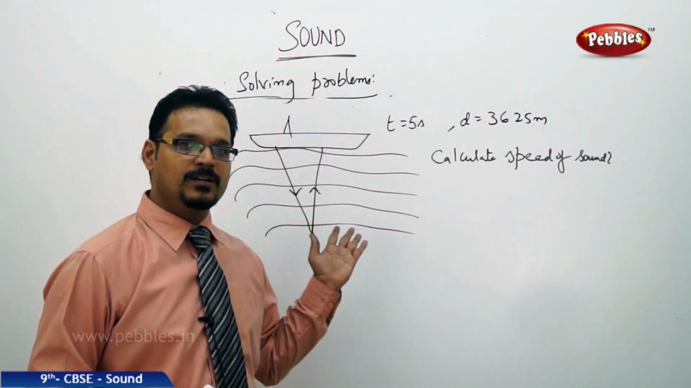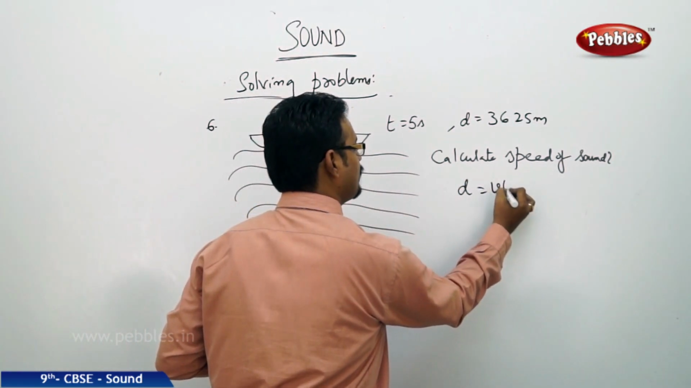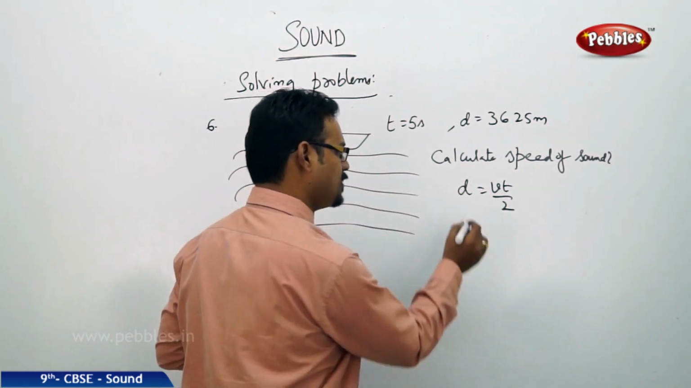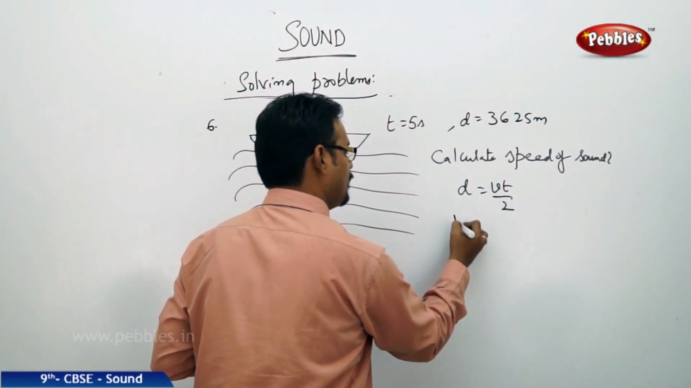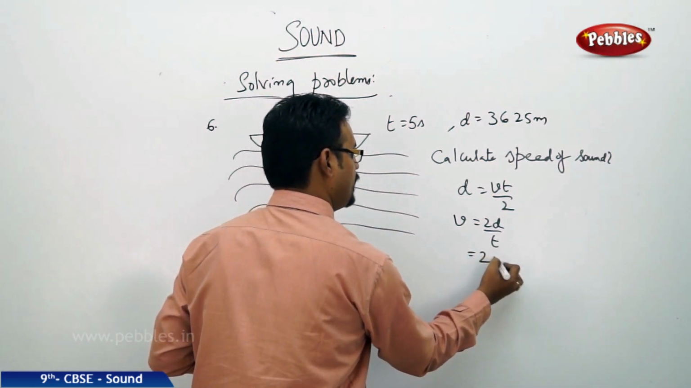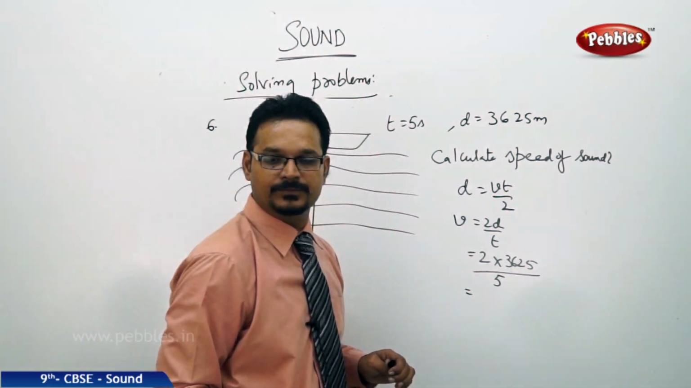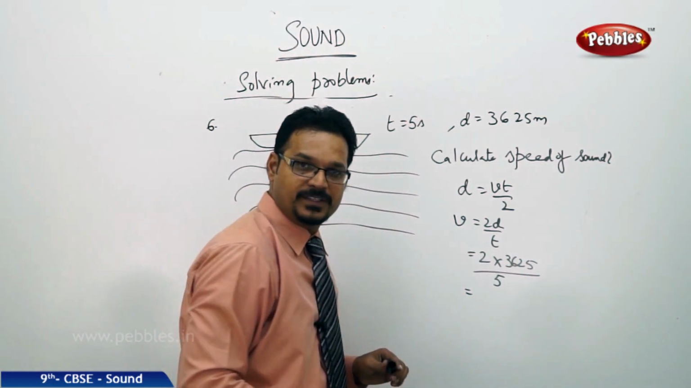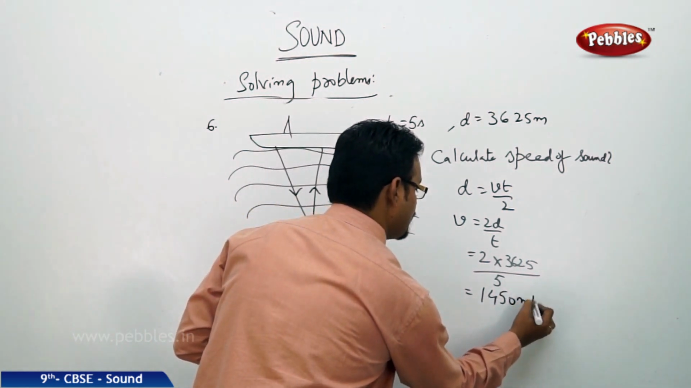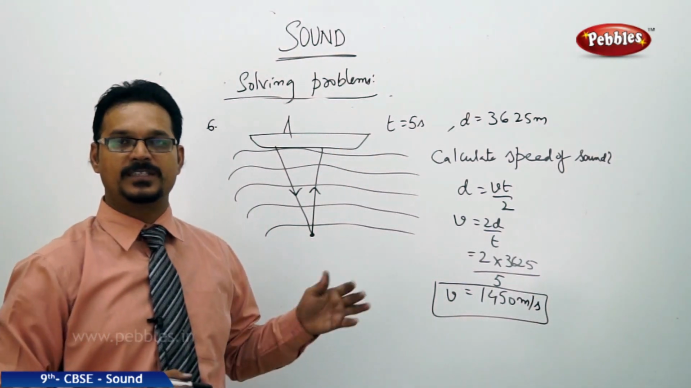So by seeing this diagram, you can recall that it is based on echo, and the echo formula is d equals vt by 2. But our interest is to find the speed of the sound, so you just change the formula, v equals 2d by t. Now 2 into distance, 3625, by 5 seconds. Then if you simplify this, you will get 1450 meters per second. So this is the speed of the sound in water.